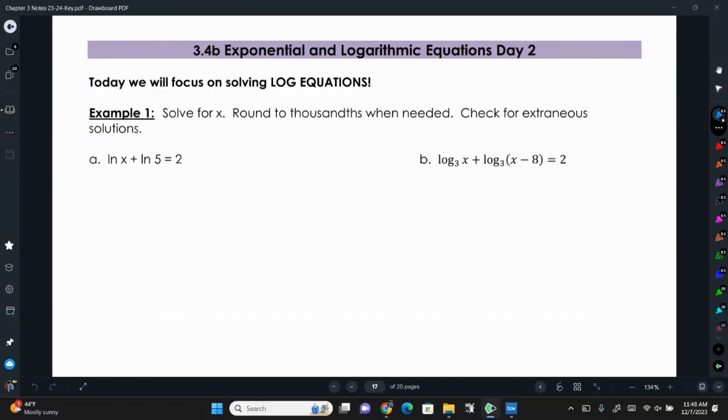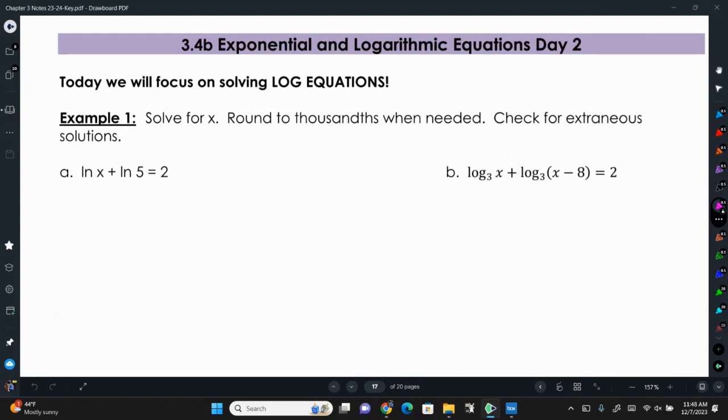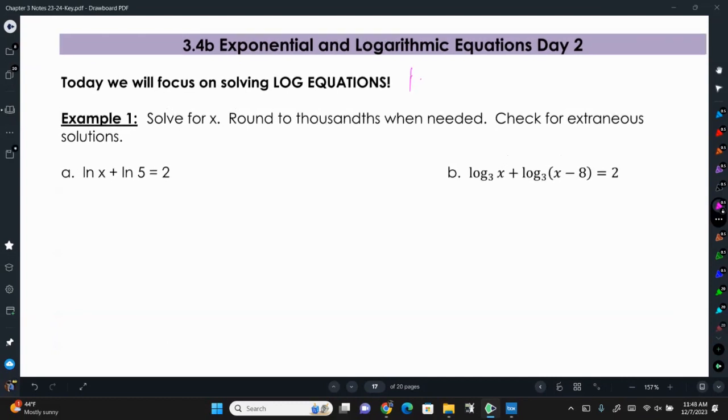In day 2 of 3.4, we're going to now solve logarithmic equations instead of exponential equations. Now, when we solve logarithmic equations, if we can use that one-to-one property, we want to be able to use that. So like if we had log base 5 of x equals log base 5 of 4, because the bases are equal, that means the insides would be equal as well. So we want to look out for that.